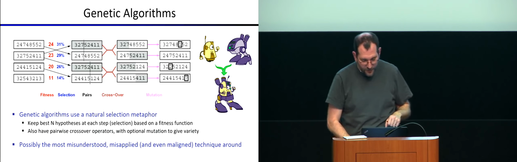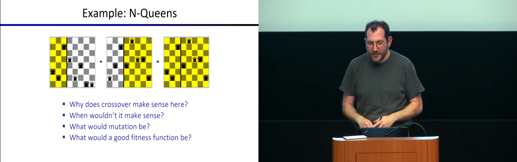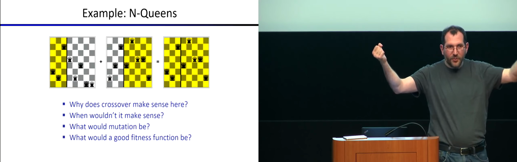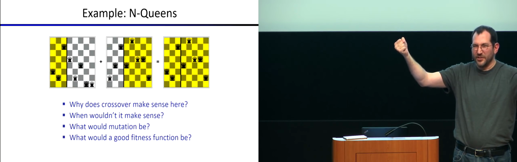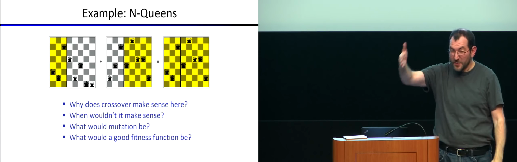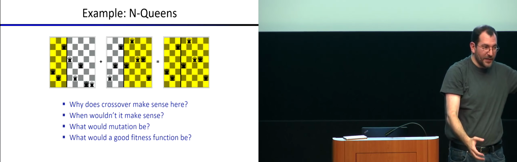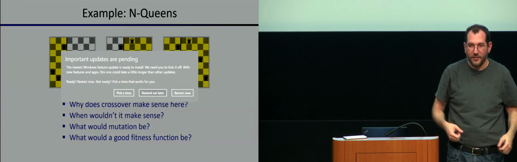So what would that mean for real? Well, it might mean something like this. I have two pretty good N queen solutions. Neither is actually a solution, but they both have a small number of conflicts. So I'm going to slice my board down the middle, and I'm going to take part of A and part of B and slam them together.